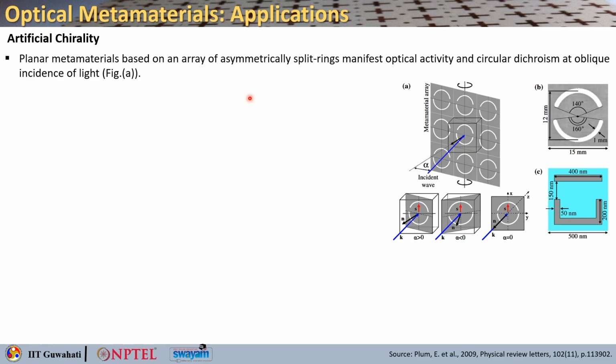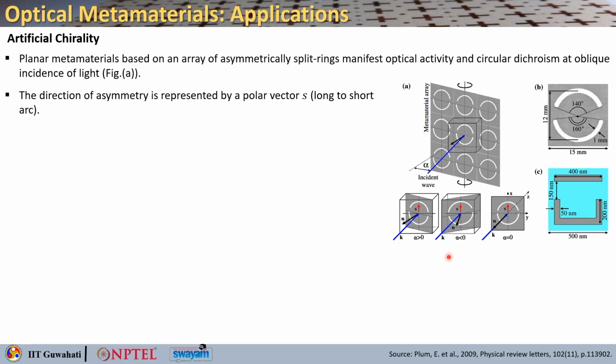So, here is such an example. You take a planar metamaterial which is based on an array of asymmetrically split rings. When I say asymmetrical split rings, you see the two rings are not identical. One is a larger arc, another is a smaller arc. So, they can manifest optical activity and circular dichroism at oblique angle of incidence.